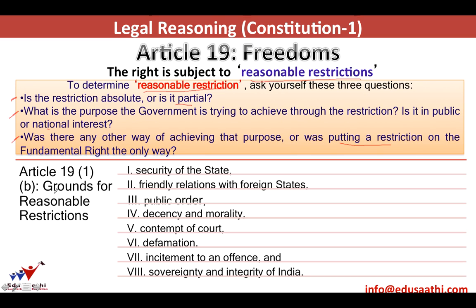So Article 19 Clause B, grounds for reasonable restriction. What are the grounds on which a restriction can be put on the fundamental rights? First is security of the state, friendly relations with foreign states, public order, decency and morality, contempt of court, defamation, incitement to an offence, sovereignty and integrity of India. These are the grounds which will determine whether the restriction is reasonable or not. On these grounds, the state can put restrictions on the freedoms which we discussed in Article 19 clause 1 clause A, right? These are the restrictions on your rights.